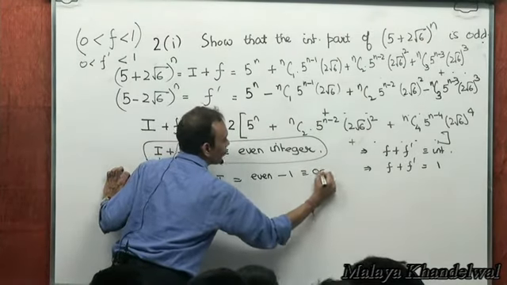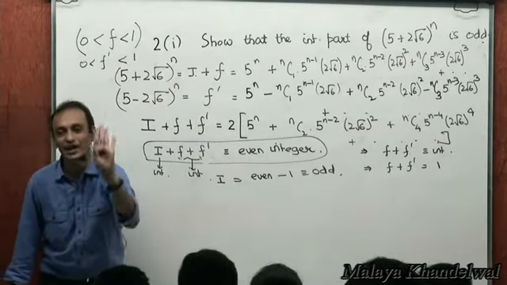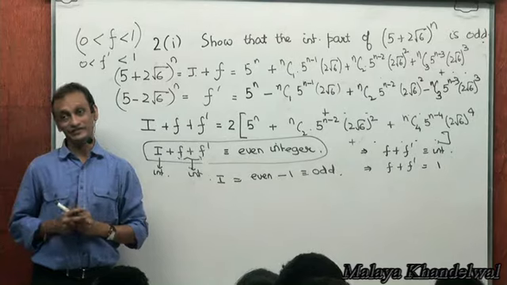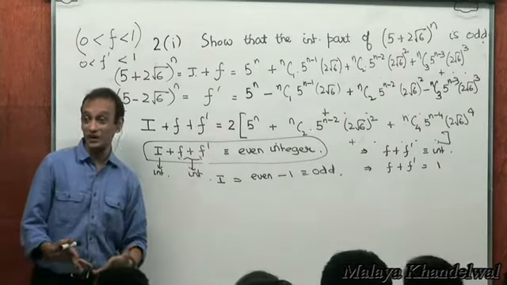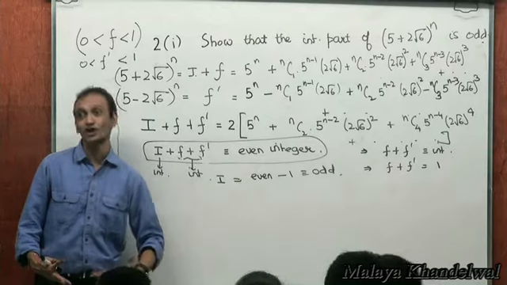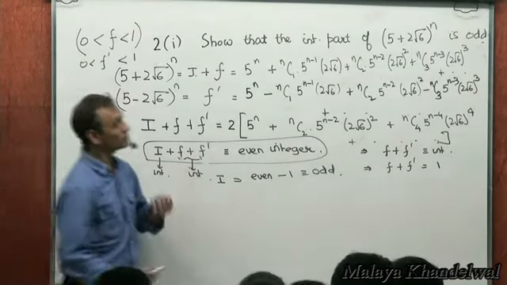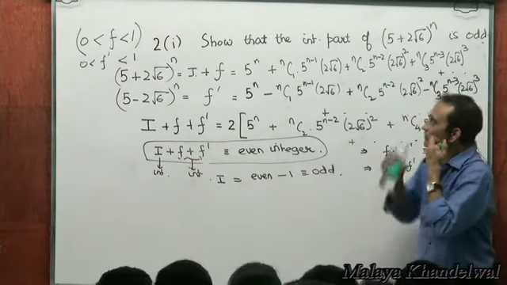which is an odd integer. So I, the integer part of this, will always be odd, right? So look at the prowess of binomial theorem. So powerful a tool. It's not without reason that you study so much of binomial theorem, right? Now, just to get hands on with another problem.